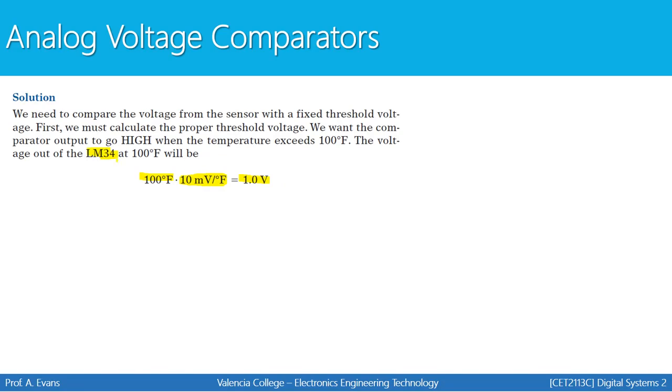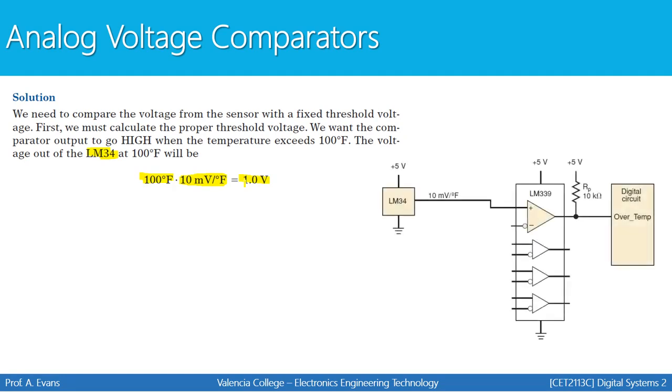The temperature sensor is going to sense the temperature in the room and provide a voltage level, 10 millivolts per degree Fahrenheit. So when the temperature gets to be 100 degrees, our temperature sensor is going to give us a 1 volt output. Here's approximately what our circuit's going to look like.